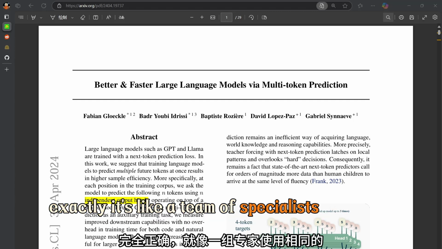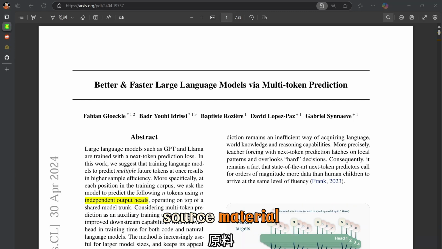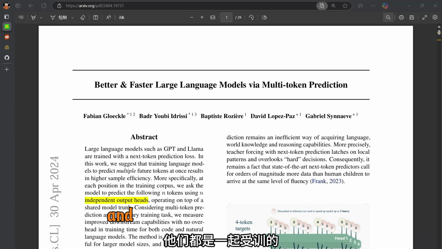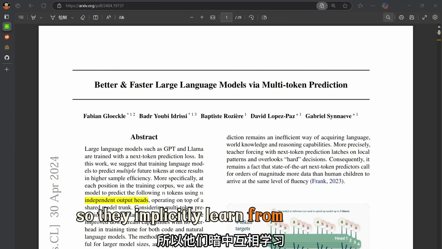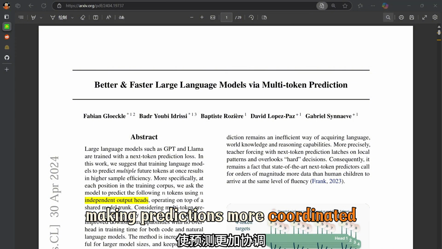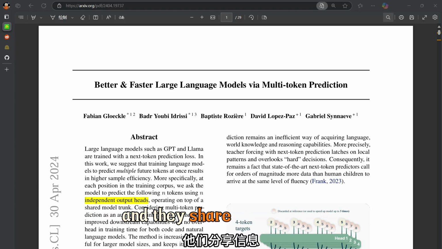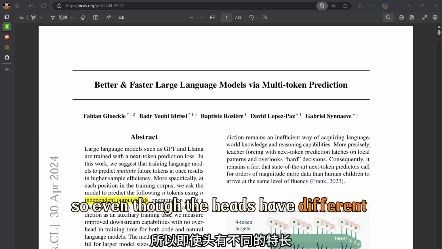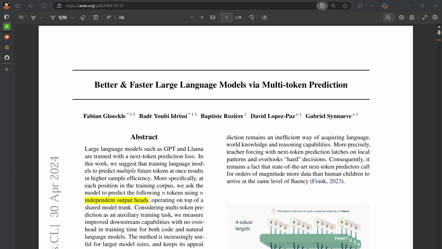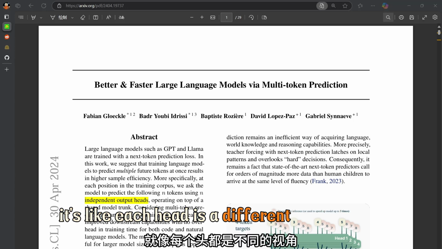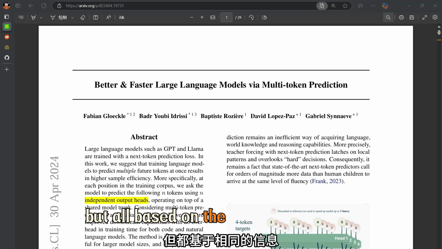Exactly. It's like a team of specialists using the same source material, or in this case, the processed input. And they're all trained together, so they implicitly learn from each other, making predictions more coordinated. Precisely, they're not working in total isolation. It's more of a collaborative process, and they share information. So even though the heads have different specialties, they still collaborate? That makes sense. It's like each head is a different perspective, but all based on the same information.